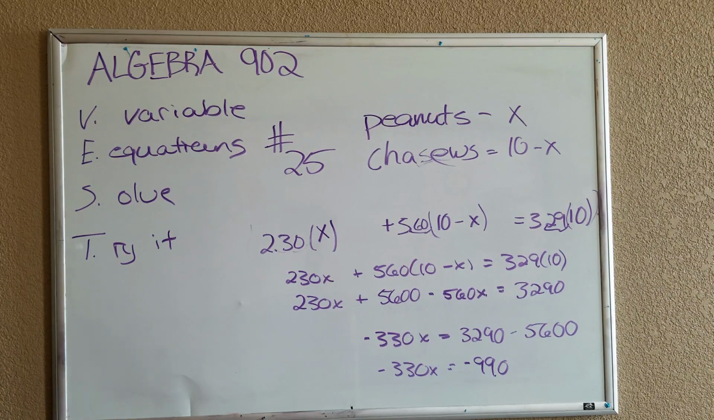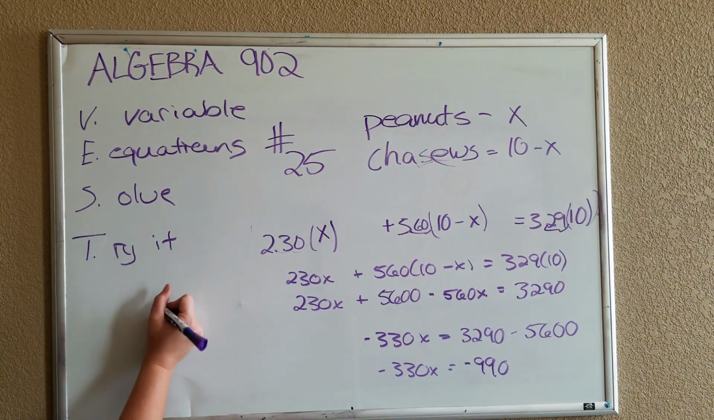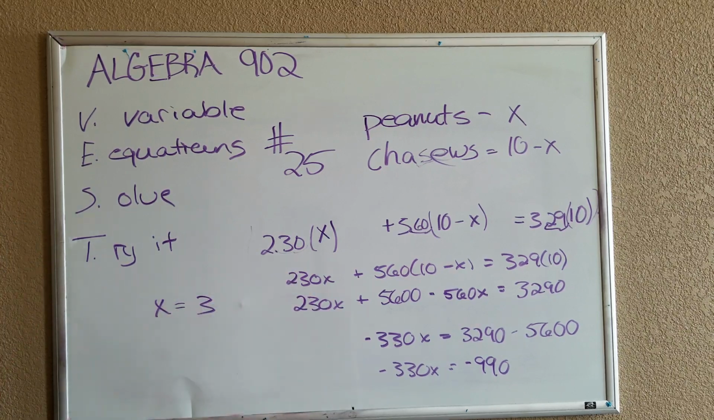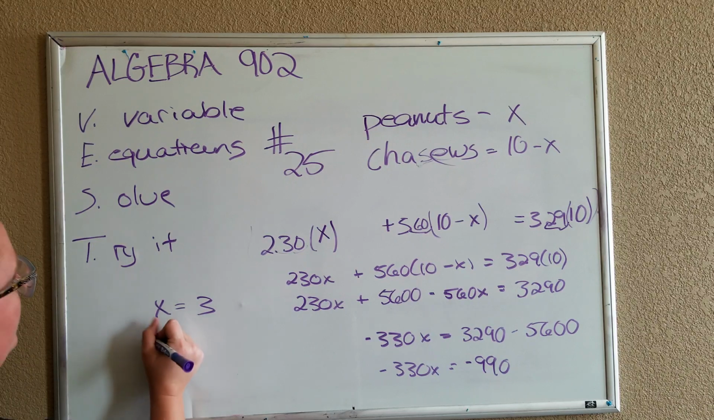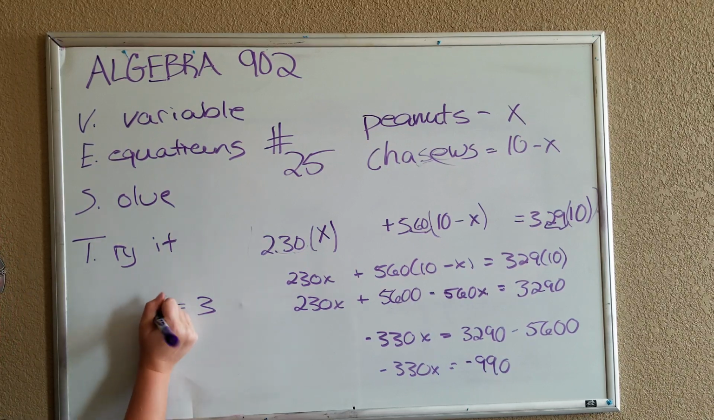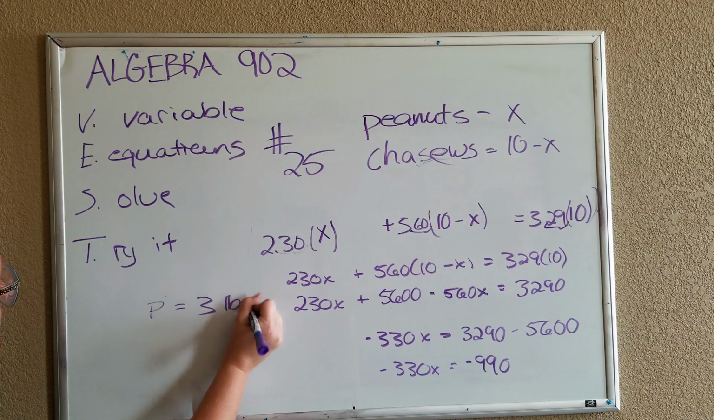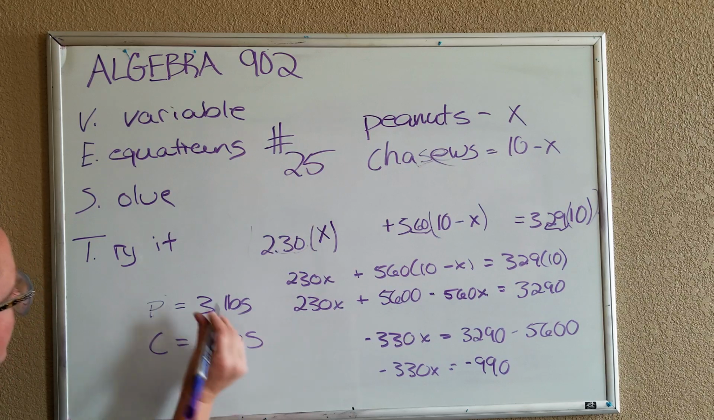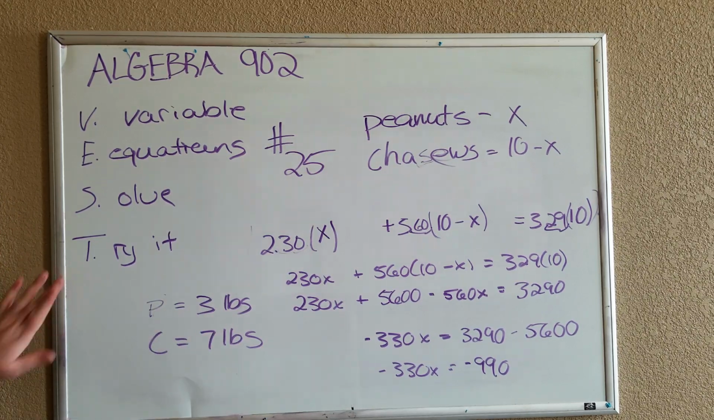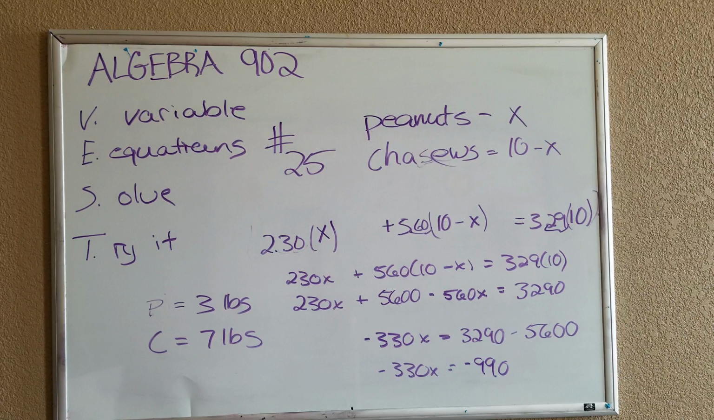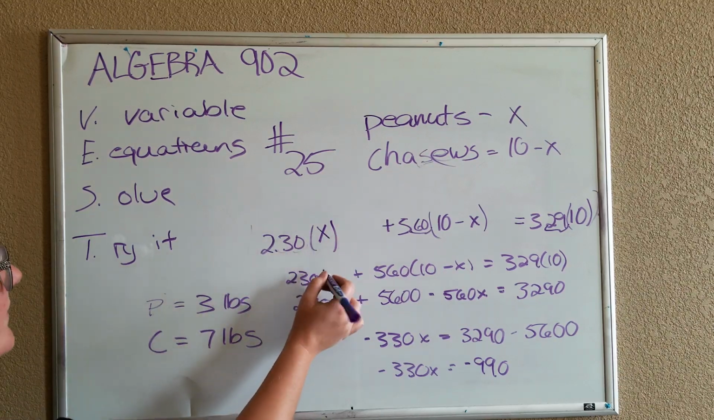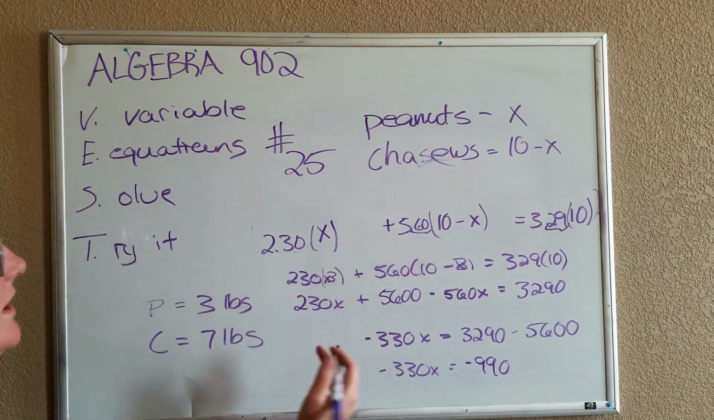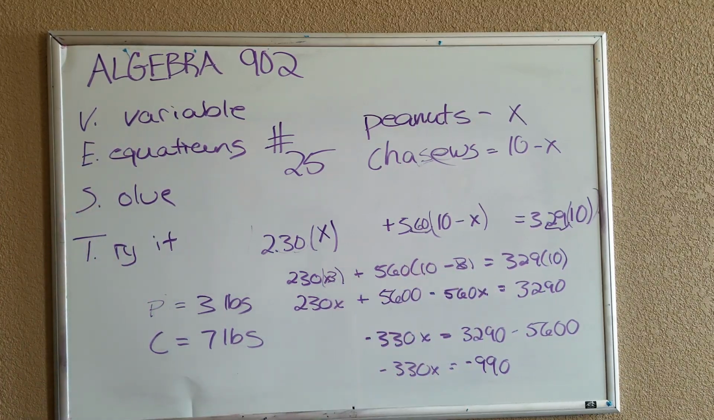So x, 990 divided by 330 is going to be 3. So x is 3 pounds of peanuts, and cashews is 10 minus 3, which is 7 pounds. That makes 10. Then you need to try it. You're going to take 3 and put it in your equation here, and in your equation here, and solve and make sure it equals at the end. That part you're going to do on your own.